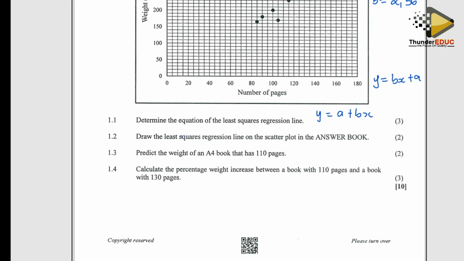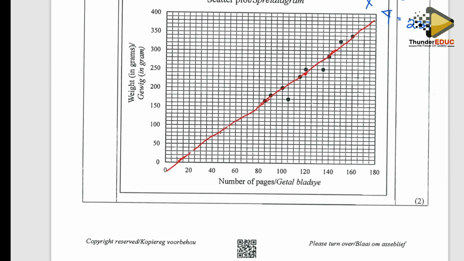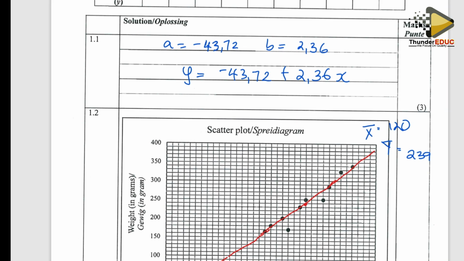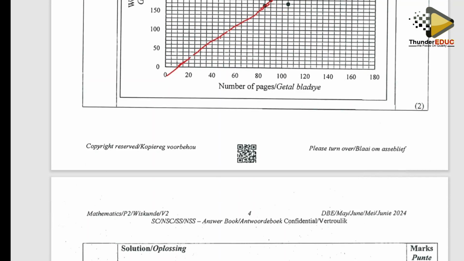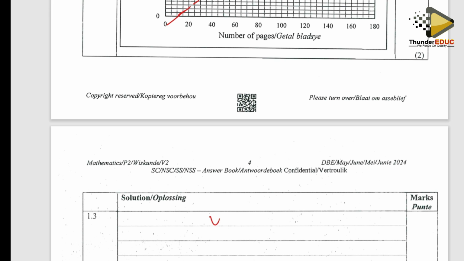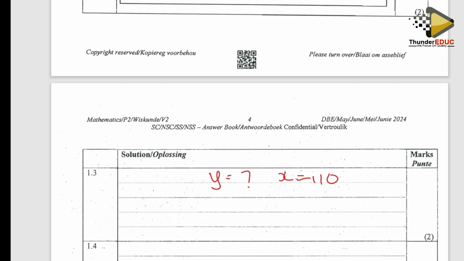Then they want us to predict the weight of the A4 page book that has 110 pages. From the equation, remember this was our equation, and the weight is being represented by the y. In other words, we need to find what y is if x is 110. So do the substitution, and then we're going to have negative 43.72 plus 2.36, but I'm going to multiply this by 110.